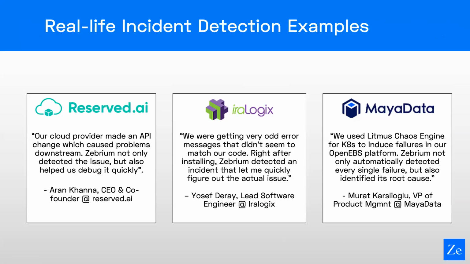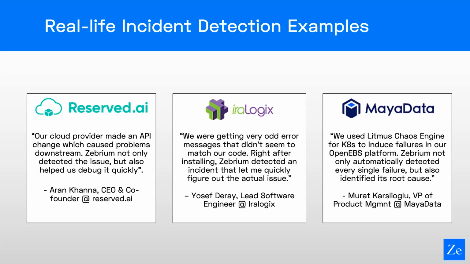Reserved AI is a vendor that provides a very cost-effective way of buying AWS on-demand instances. And they obviously leverage the AWS APIs very heavily. And it turned out that there was a change that Amazon implemented that essentially broke their service. Now, Zebrium detected it as soon as it first occurred. But what was really cool, not just that it detected it, because it actually did severely impact their service, so they would have noticed it at some point anyway. It was that we detected it in a way where they immediately saw what the problem was. They didn't have to go hunting for root cause.